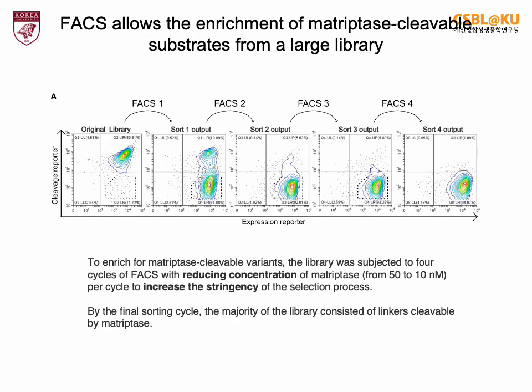The E. coli displayed substrate library was split and exposed to matriptase or PBS control, then labeled and analyzed by flow cytometry. Initially, most variants were not cleaved, but after 4 rounds of VAX, the library was progressively enriched for cleavable linkers. Even as the concentration of matriptase was reduced from 50 to 10 nanomolar to raise stringency, the result was evidenced by increasing loss of the cleavage reporter. By the final sort, the library was dominated by matriptase cleavable substrates, whereas PBS controls showed no detectable cleavage.